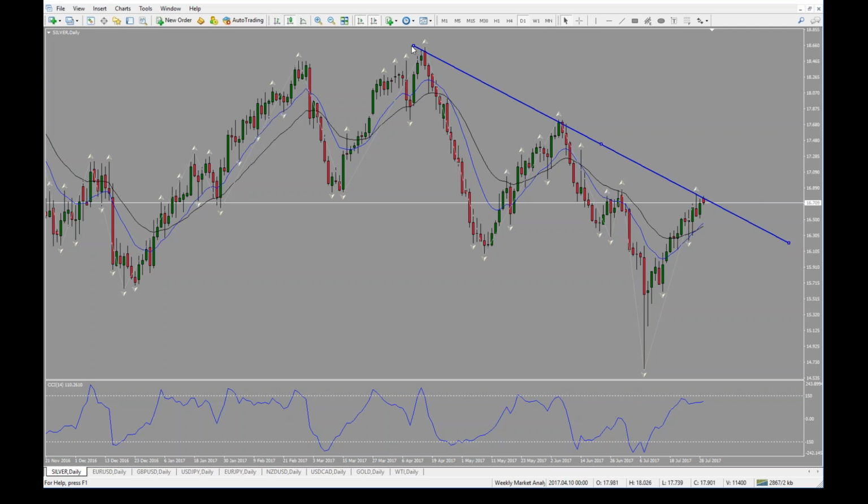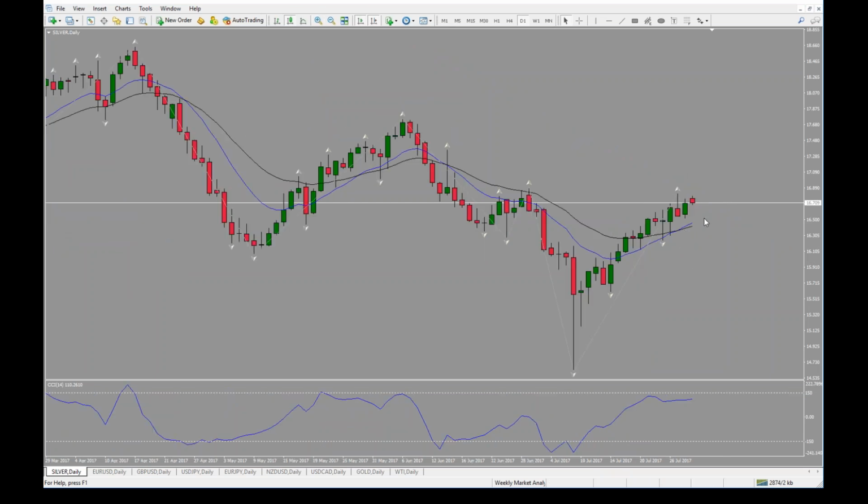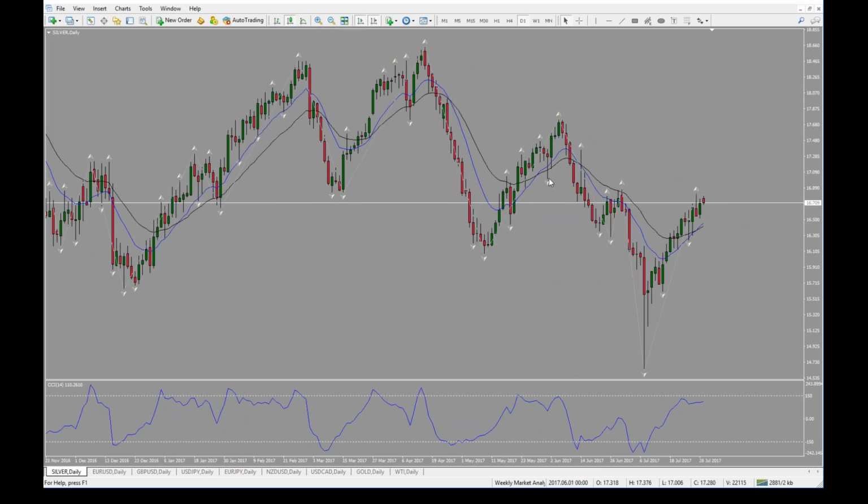Okay, this line is good. Unfortunately, we didn't get a setup, so the line is good, but there's no setup over here. So right now, nothing on silver. The resistance line was good though. I liked it.